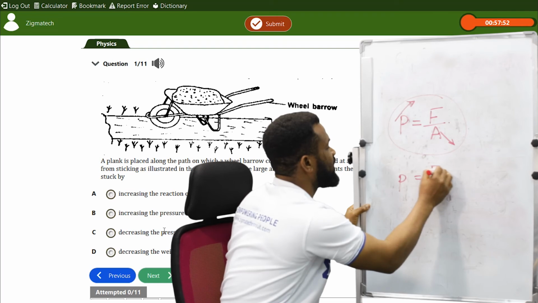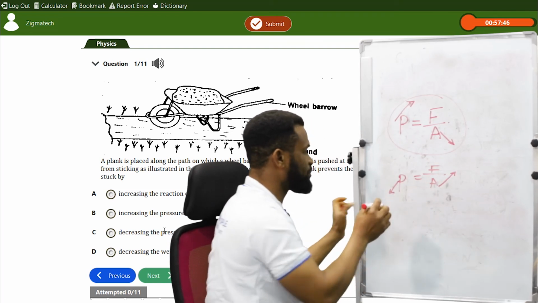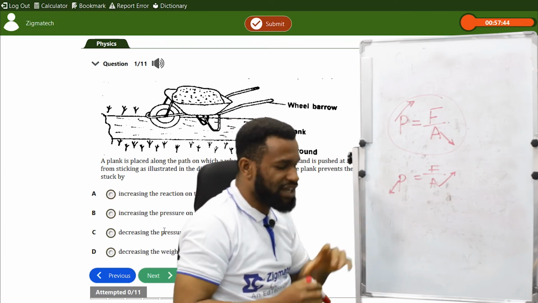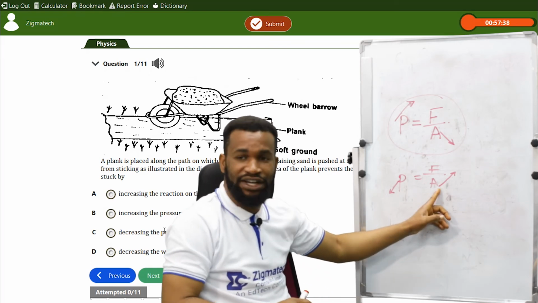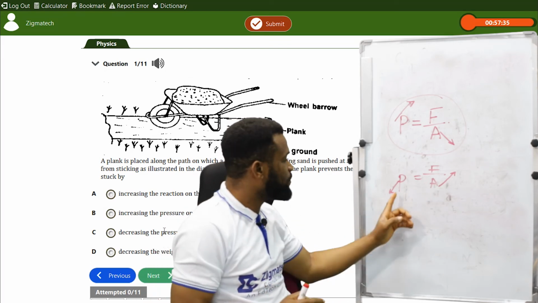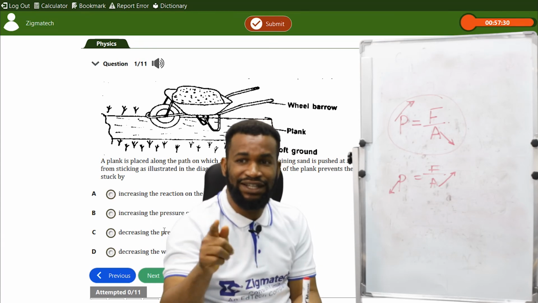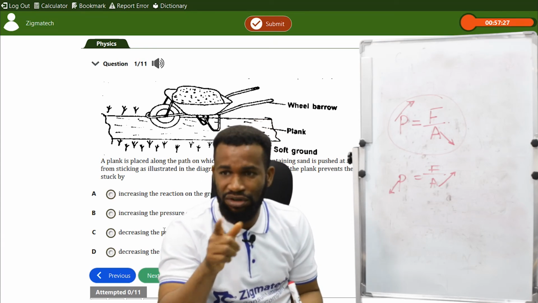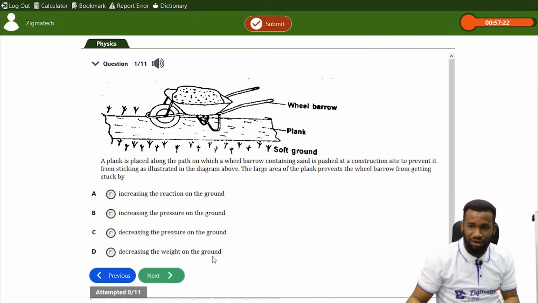However, if I also say this, increasing the area is to reduce the pressure. So when they brought the plank, it was in order to increase the area. When they increase the area, the pressure must be reduced. And if the pressure from the wheelbarrow is reduced, then it cannot be stuck on the ground. Therefore, decreasing the weight on the ground, no. Decreasing the pressure on the ground should be the best option.